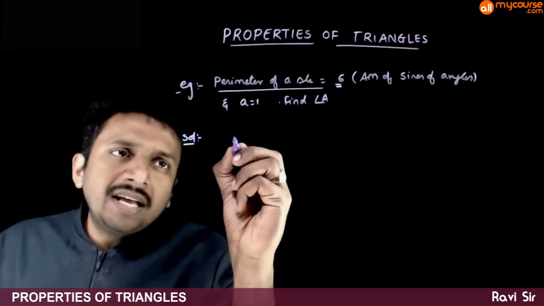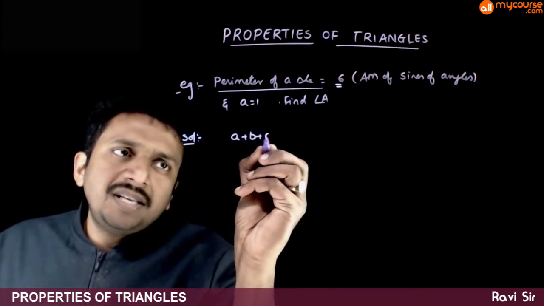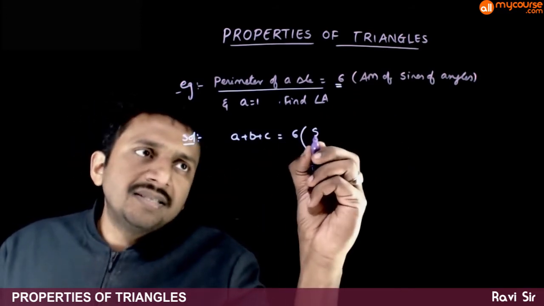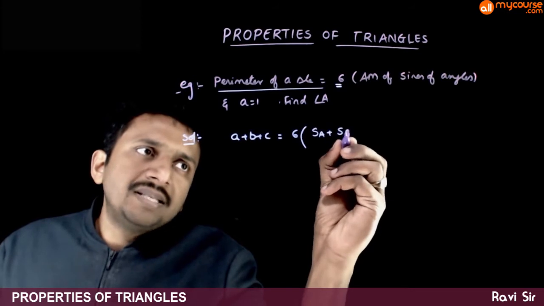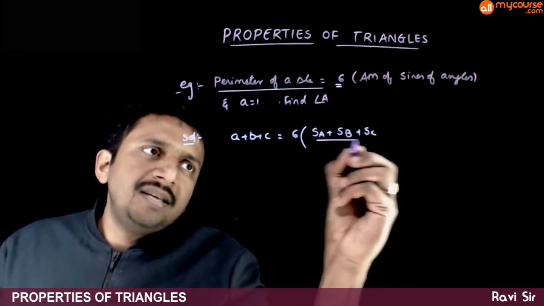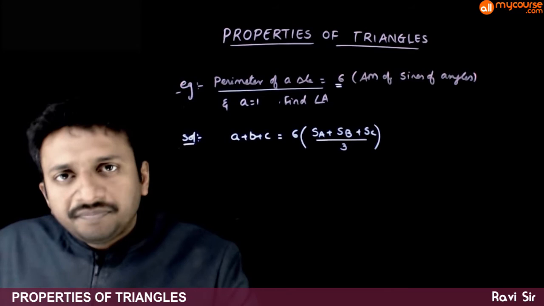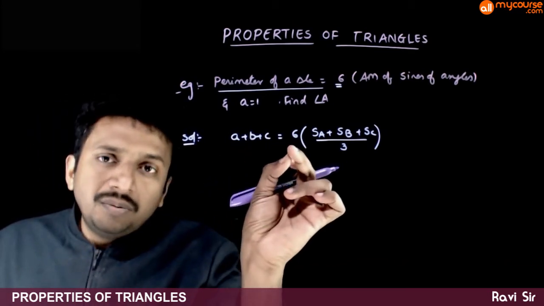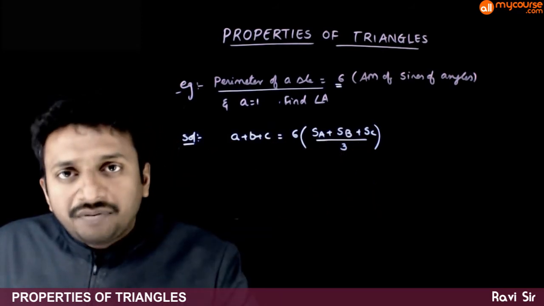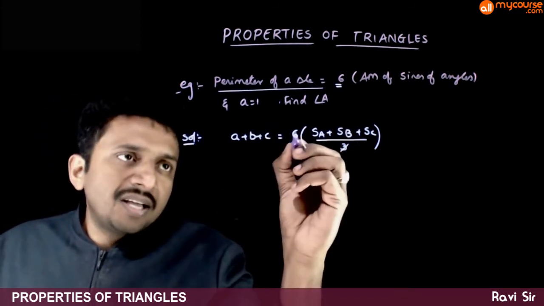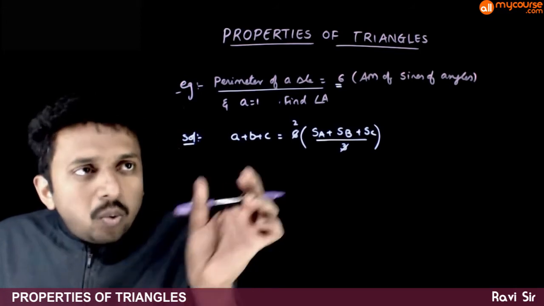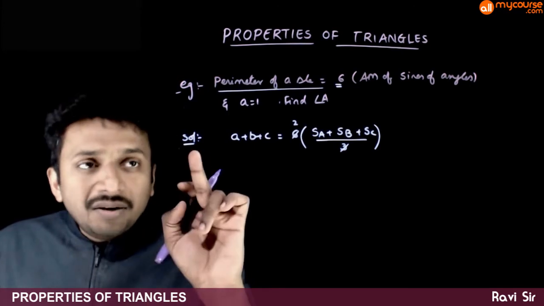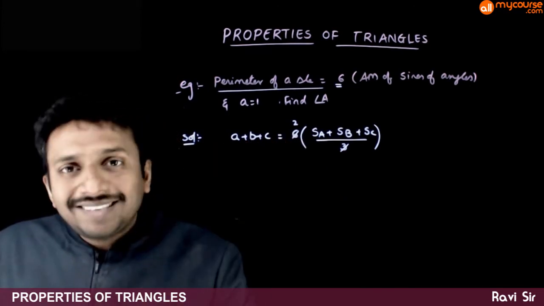The perimeter of a triangle is nothing but a plus b plus c is equal to 6 times the arithmetic mean of sines, that is, sine A plus sine B plus sine C by 3. The sum of the sides of the triangle is equal to 6 times the arithmetic mean of sines. So this 3 cancels out 2 times. Now on one side you have the sides, on the other side you have the sines. The sine rule connects the sides with the sines.